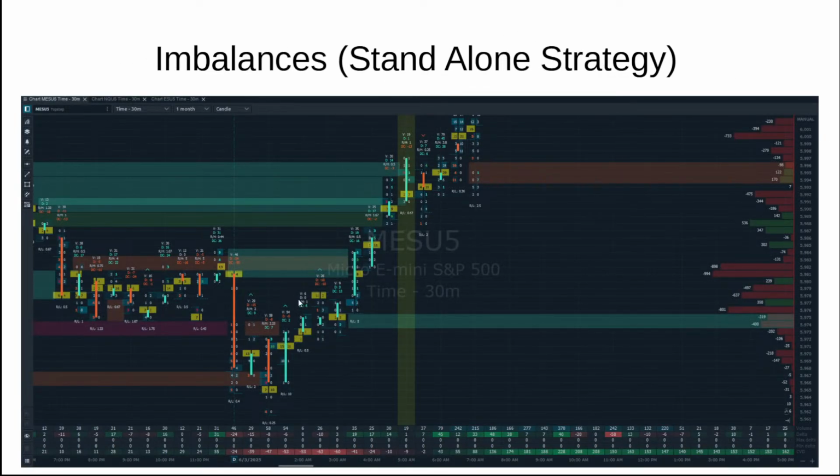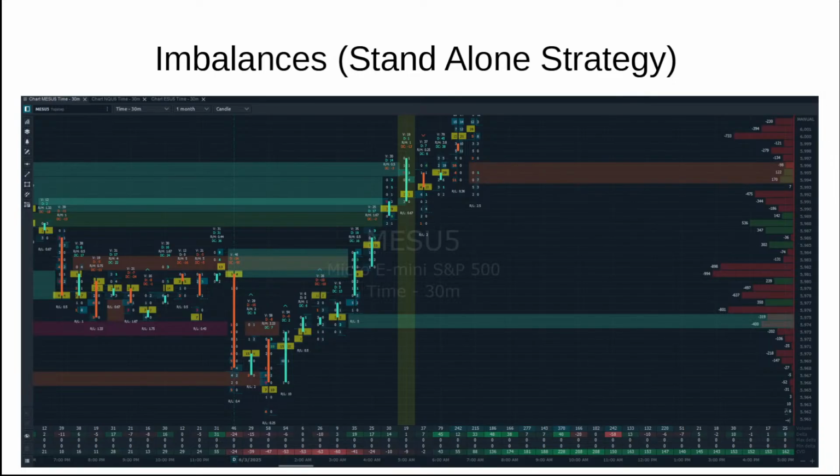Imbalances. This is also a standalone strategy. This is probably one of my favorite strategies to trade off of. And we're going to quantify some very important things about imbalances. I haven't watched anybody else's classes on imbalances, so hopefully they covered the same information. All I can do is teach what I know and teach it how I know to teach it and how I trade it.